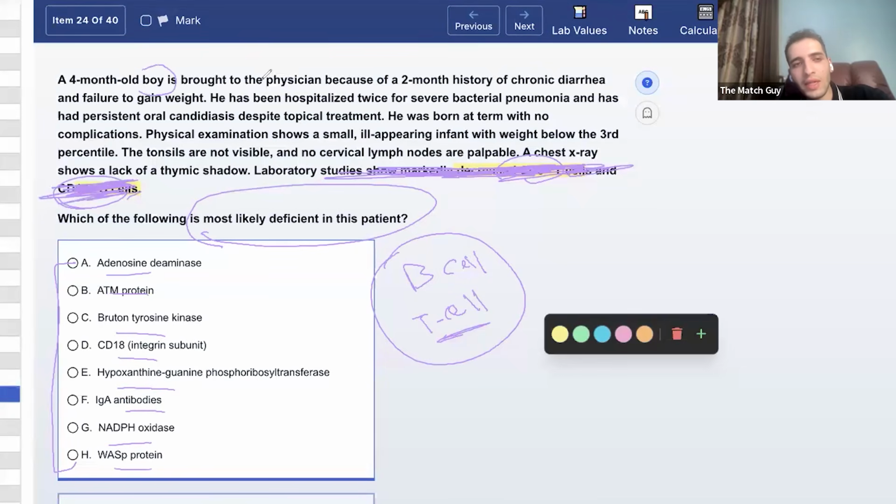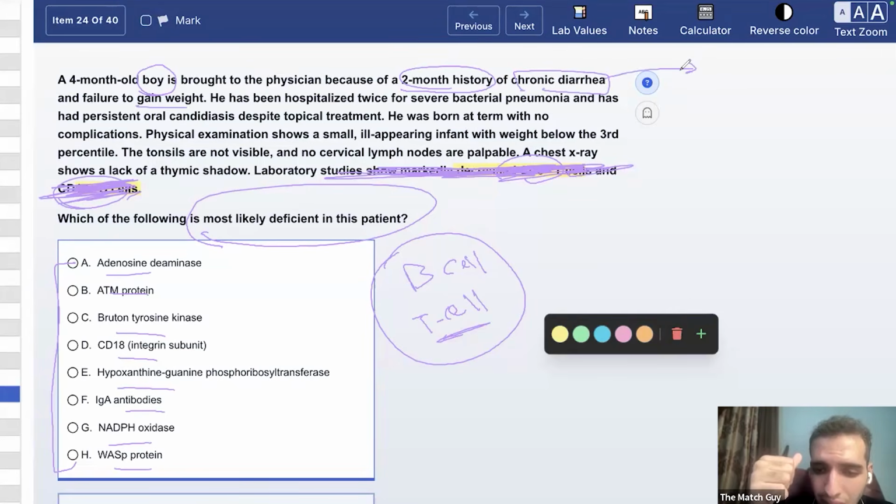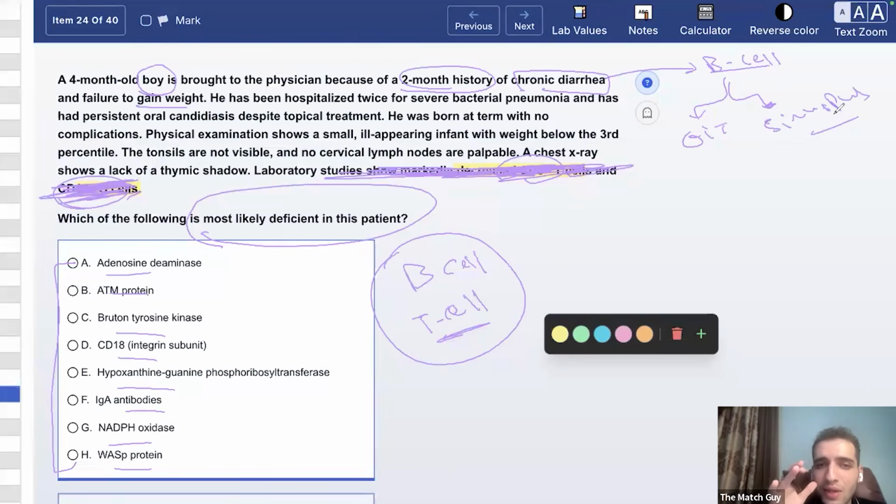A 4-month-old boy is brought to the physician because of a 2-month history of chronic diarrhea and failure to gain weight. Once I see either diarrhea or sinopulmonary infection like sinusitis or pneumonia, I know it's a B cell deficiency like IgA. Why? Because B cells protect your mucous membranes. So if you have B cell deficiency, you will get GI infection and you will also get sinopulmonary infection. Okay, so I know the first thing this person has is B cell deficiency. He has been hospitalized for severe bacterial pneumonia, so B cell.